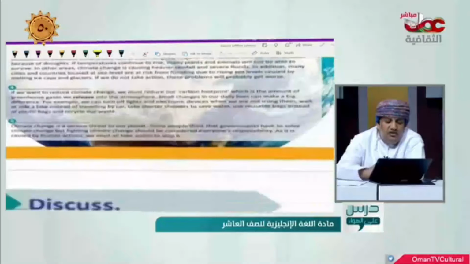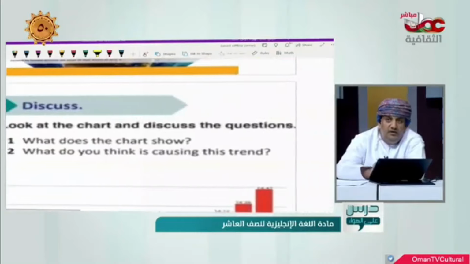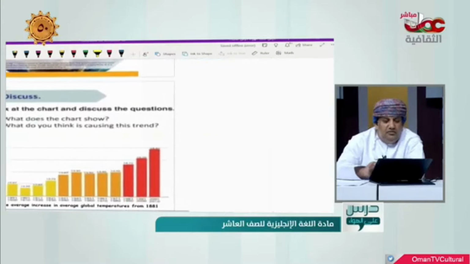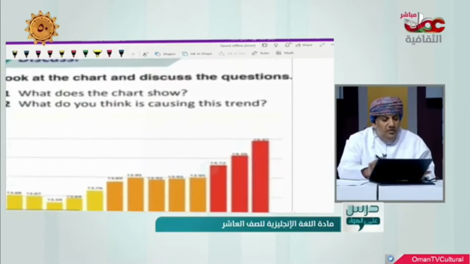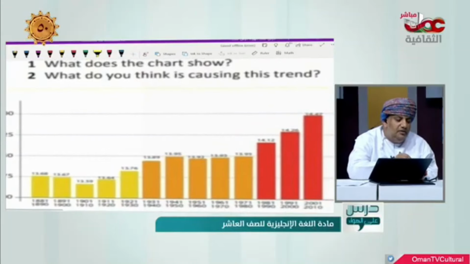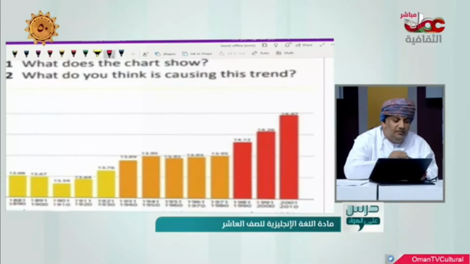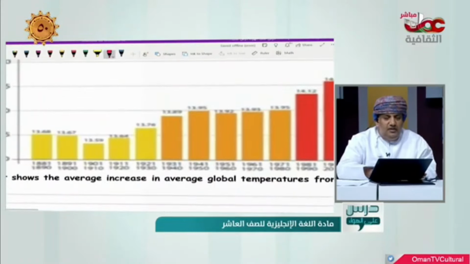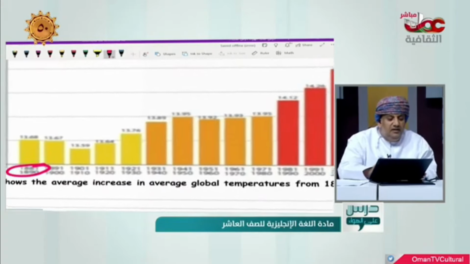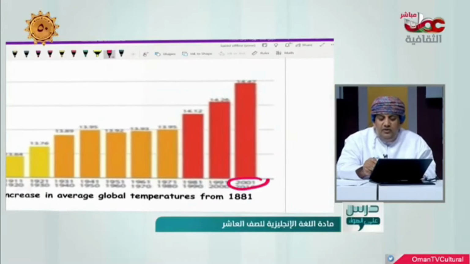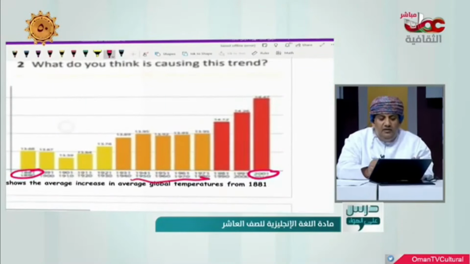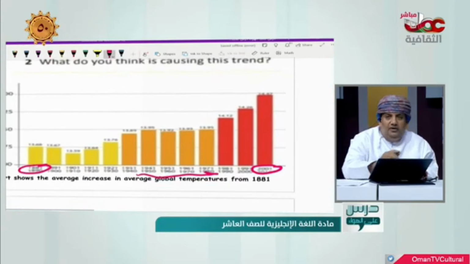So let's look closely at this question here. The chart has two waves. Here on the right side we have global temperature. So here it is discussing the temperature. Here at the bottom of this chart we have from 1881 to 1890, and it ends from 2001 to 2010. So here we have the years down, and here we have the global temperature.